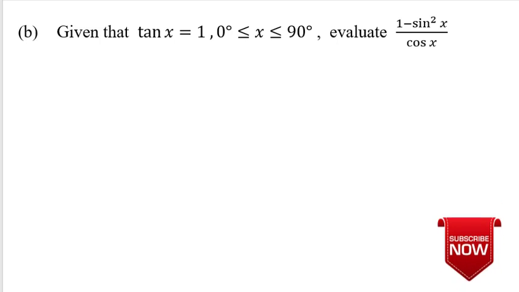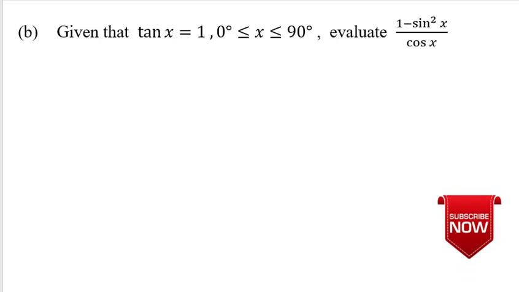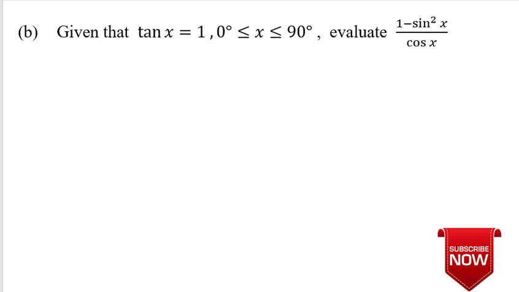For the B, given that tan x is equal to 1 and 0 degrees is less than or equal to x less than or equal to 90 degrees, evaluate (1 minus sine squared x) all over cos x. Now in this case, you have been given tan x, but the x falls within a range. If you consider the OXY plane from the information given, x is in the first quadrant.